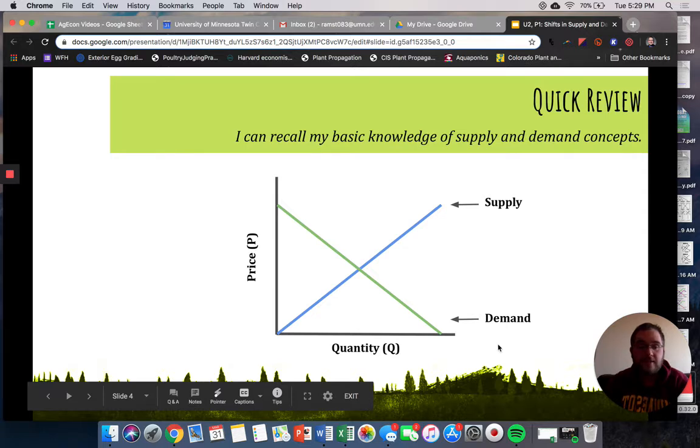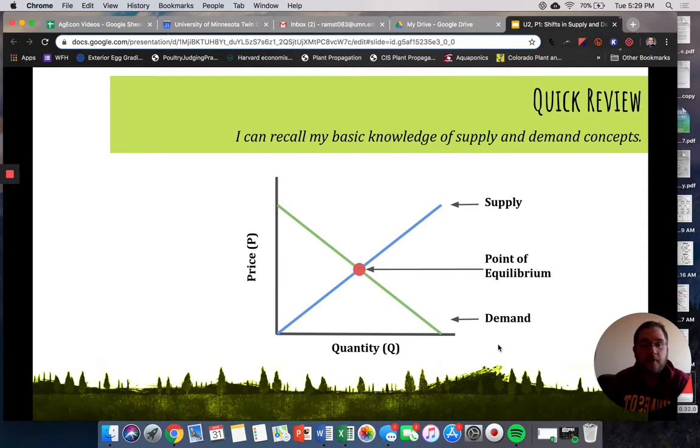Okay, and then the next logical thing to label is your point of equilibrium, and that's where supply and demand intersect, where that X happens. Okay, point of equilibrium. Then your surplus and shortage.